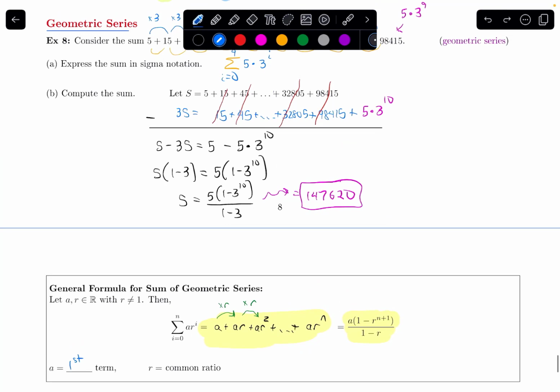Like in my problem, when I was doing it in this example, if r was equal to 1, that would mean instead of this being a 3, it would have been a 1. And then this thing in the parentheses would have been 0. So when I divided it, I would have been dividing by 0, which is a no-no. I don't want to do that.